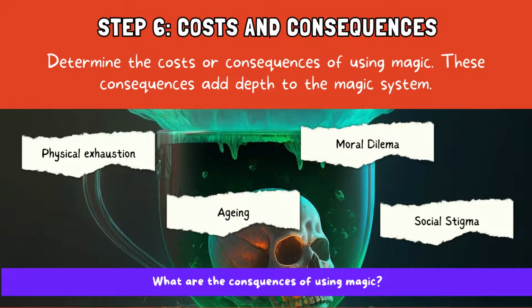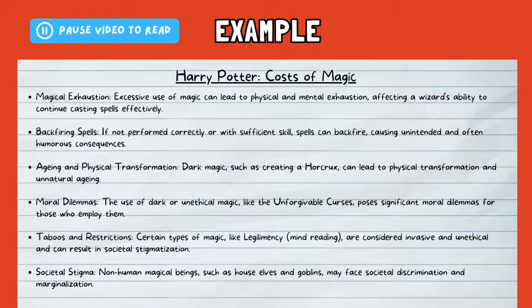In the Harry Potter series, one of the notable costs and consequences of using magic is the concept of magical exhaustion. When witches and wizards cast spells or use magic extensively, it can physically drain their energy. There are also a number of other consequences of using magic in the series which help add a sense of realism to the magic system and create tension in the narrative, as characters must choose when and how to use their magic wisely.